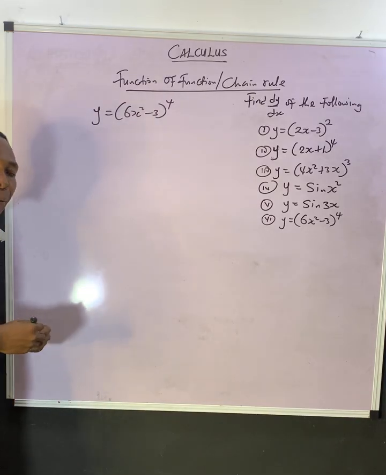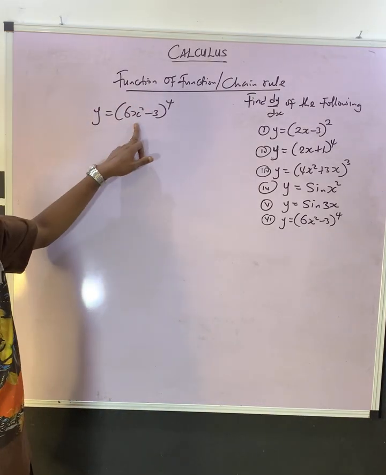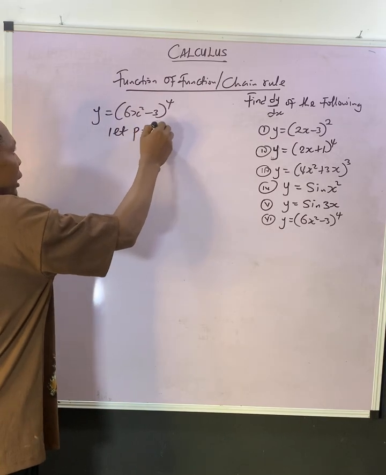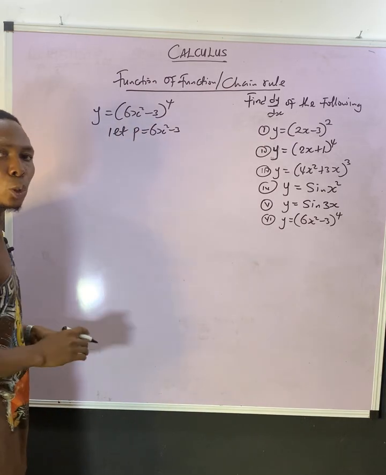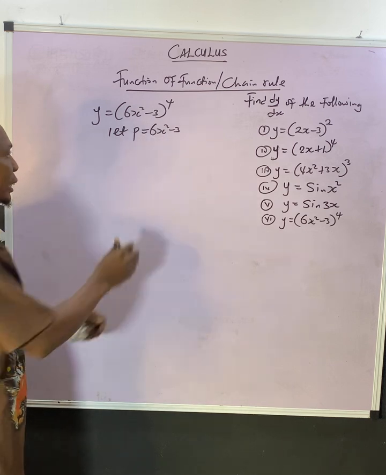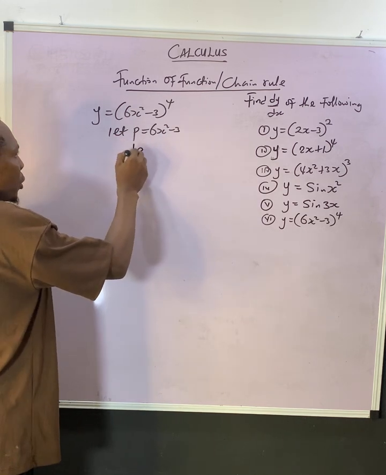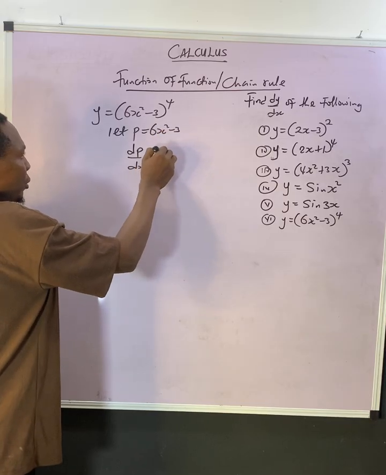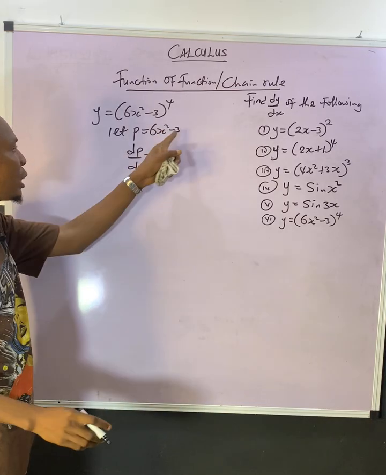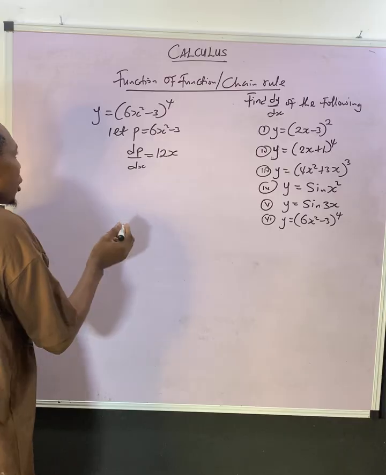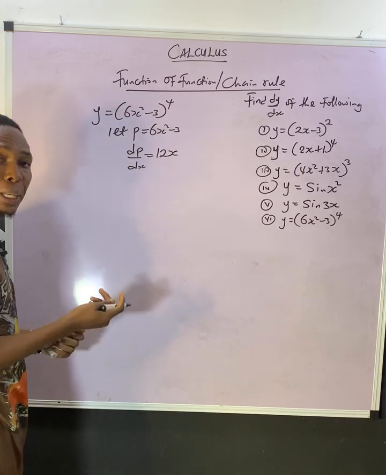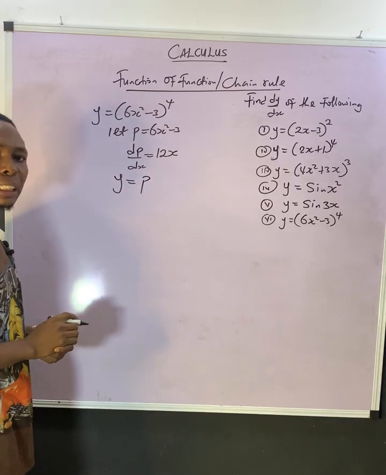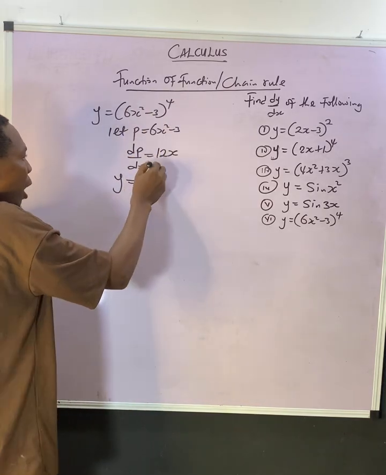So what did I say you do? Assign an alphabet to the brackets. So let p equal 6x squared minus 3. So differentiate p with respect to x. So we have dp/dx equals 6 times 2, which is 12x. If I differentiate 3, it is 0. So from here, we write your question in terms of p. So our y will be equal to p raised to the power of 4.